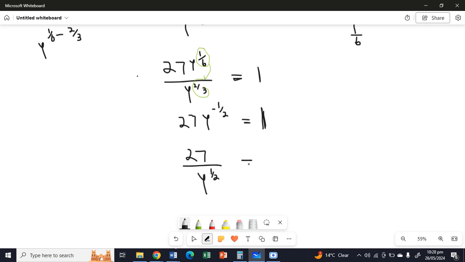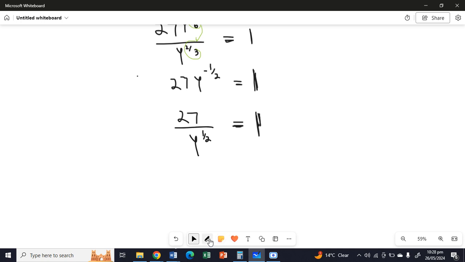So this is where now cross multiplication can be done here. So we cross multiply. Okay, so we're going to have y to the power half equals 27.